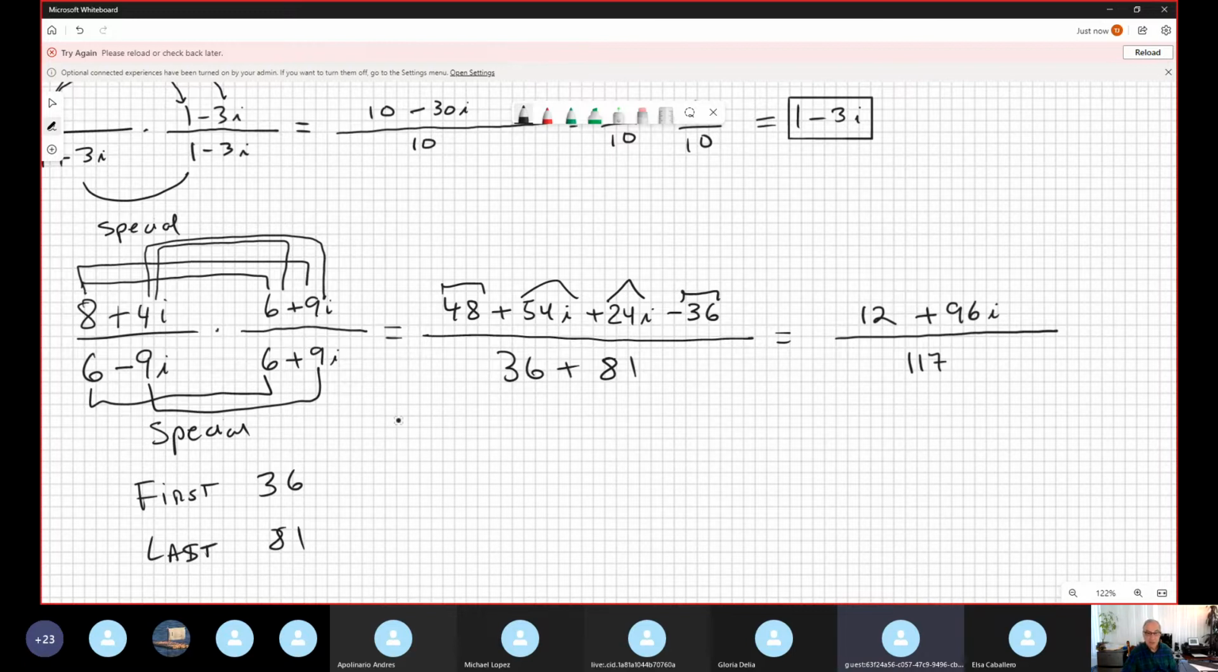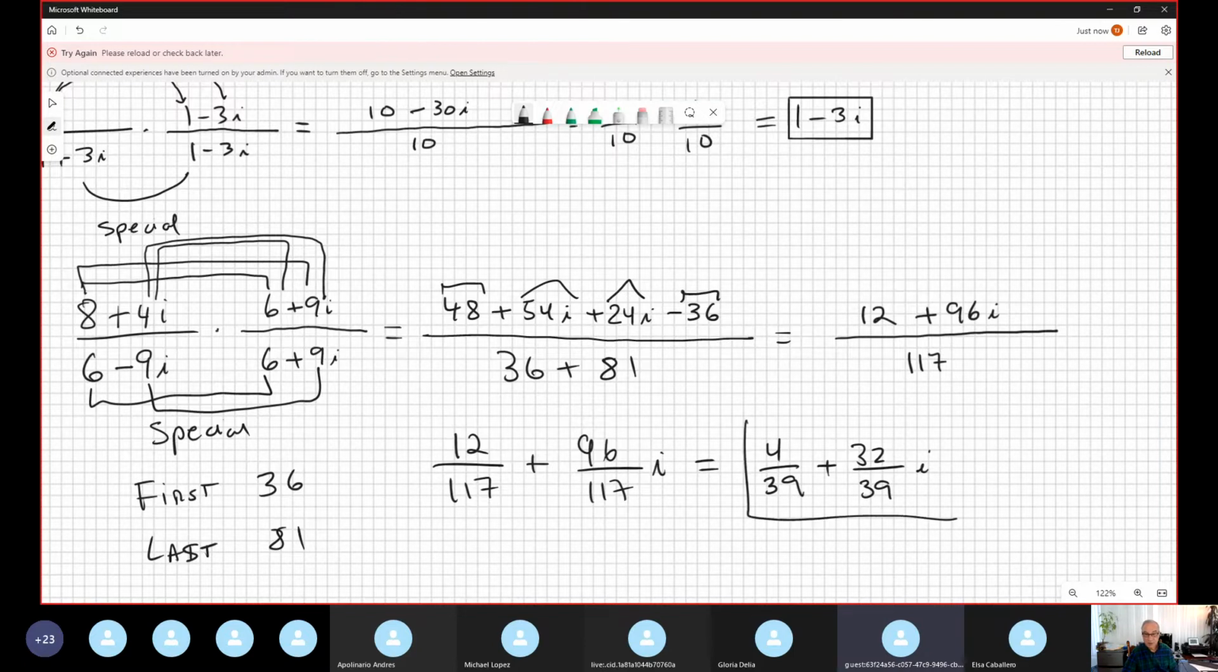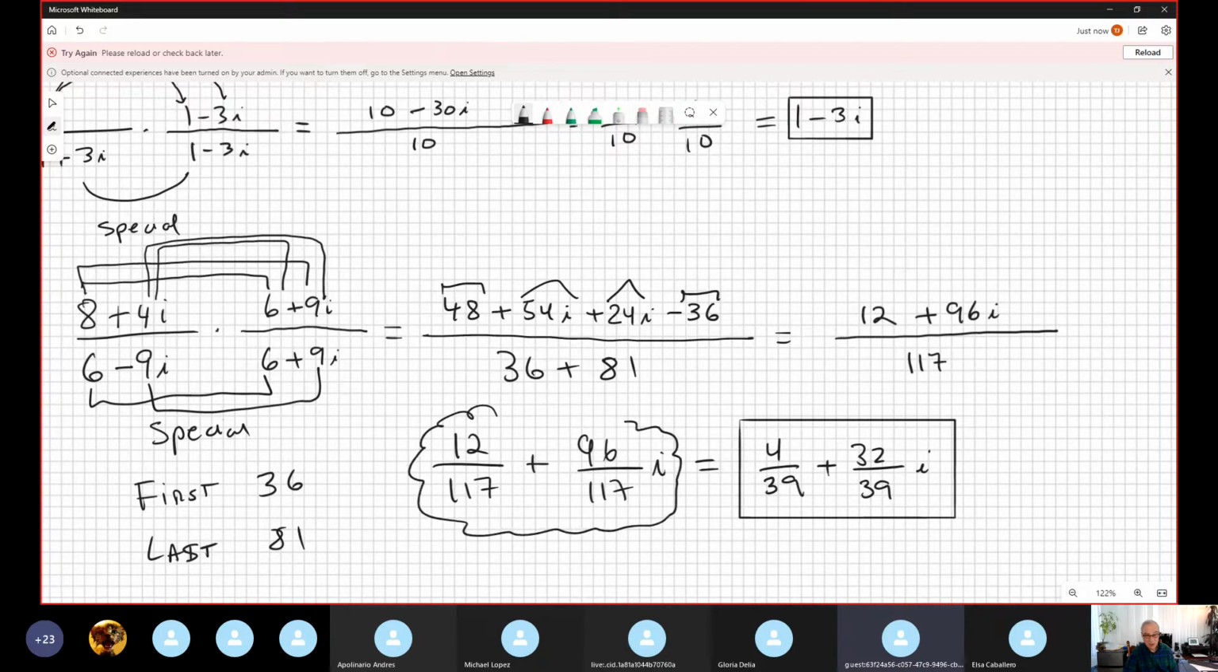Okay, and I split: 12 over 117 plus 96 over 117i. Okay, we can reduce to lowest terms, divided by 3, is 4 over 39 plus 32 over 39i. Always you, okay, you leave it like that. For me it's okay, but Alex, no. Alex, the final answer, if possible, reduce to lowest terms.